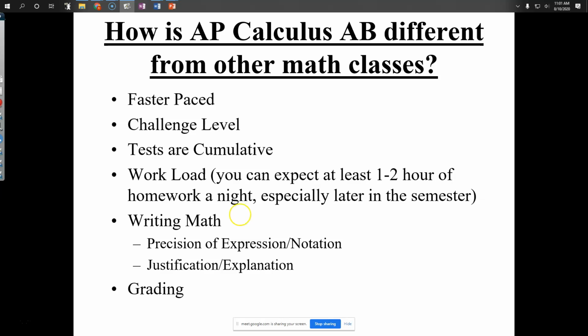Okay. Now, how is AP Calculus AB different from other math classes? Before I answer that, just remember, if you have a question, just unmute yourself and say, hey, what's up? I don't see the chat, so I don't know if you guys are typing questions in there or anything right now. So just unmute yourself and say, hey, what's up? Anyway, so how is this class different?